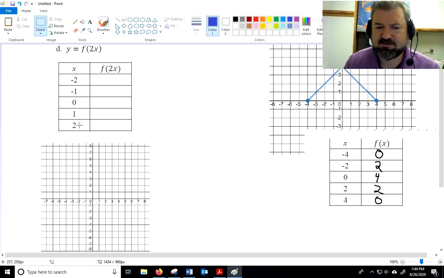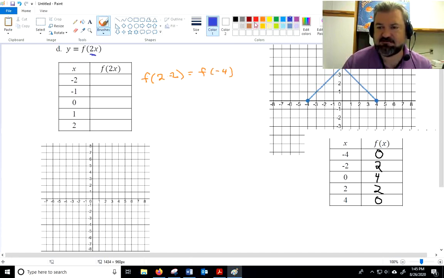All right. Well, once again, you see I've had to change the x's to match the table, because I'm taking the x's and multiplying by 2 before I go into the function. Again, I'm going to do some scratch work here on the side. f of 2x when x is -2 means f of 2 times -2. I need to do that before I evaluate, because I have to do everything in parentheses first. So even though I have x of -2, it ends up behaving like the -4 of the original function. So it's going to go to 0.